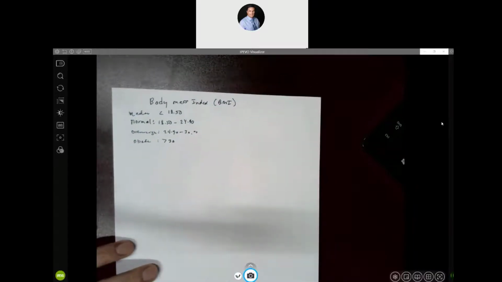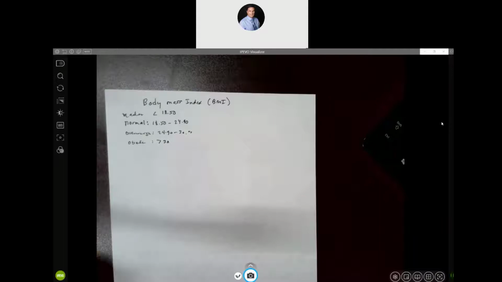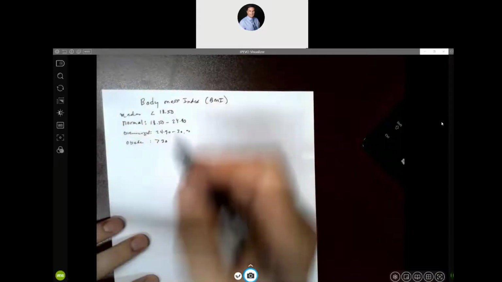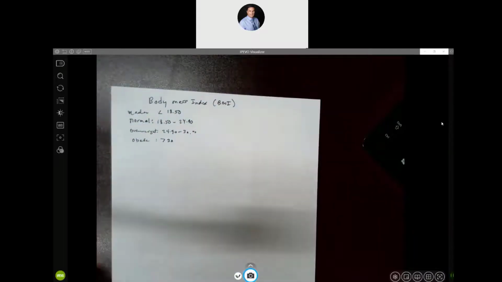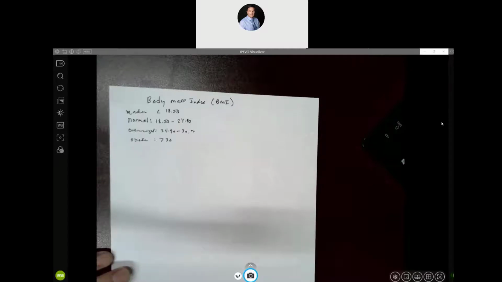And what this does is it gives us a pretty good idea of people's weight status. It's not as good as measuring their percentage body fat or even actually measuring their weight, but it gives us a good idea of what people's body weight or body weight status is, I should say.